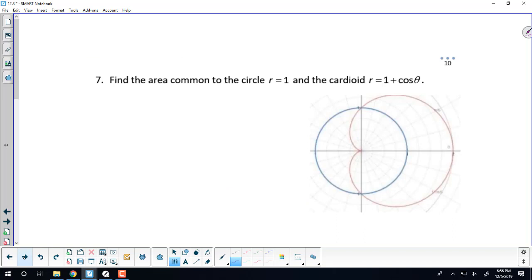All right, so then find the area common to the circle r equals 1 and the cardioid r equals 1 plus cosine theta. So rather than spending time trying to graph these things on the final, for one of these types of questions, I will give you the graph. I'm just going to read.